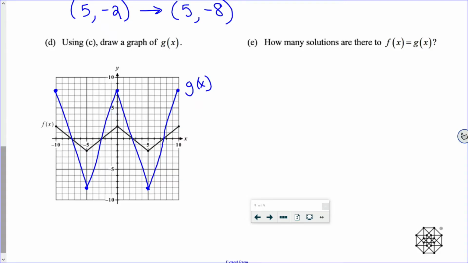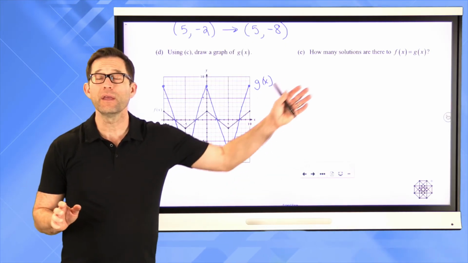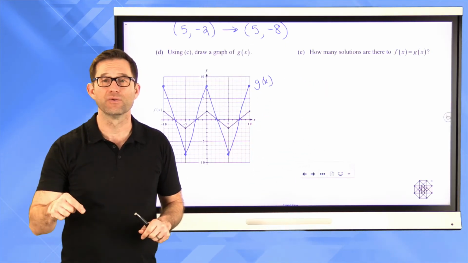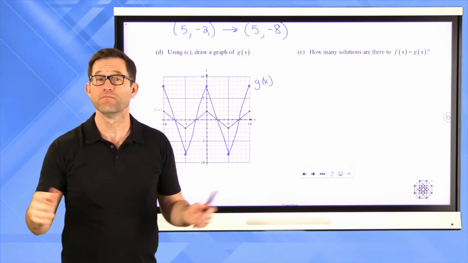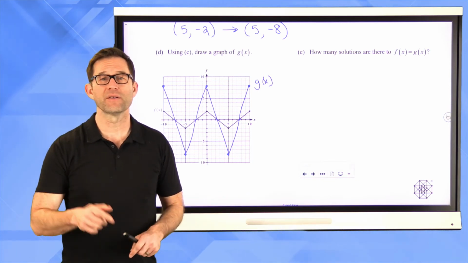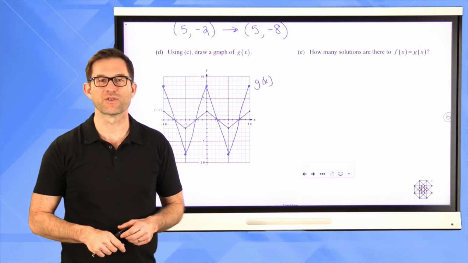All right, awesome. Now, letter E. How many solutions are there to f of x equals g of x? Now notice, in letter E, they're not asking me for what are the solutions to f of x equals g of x. They just want to know how many there are. Pause the video now and see if you can answer this question.